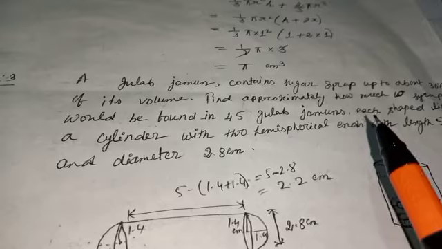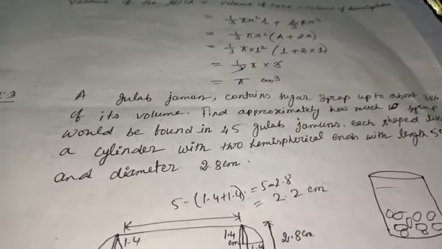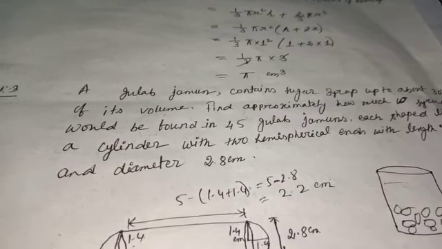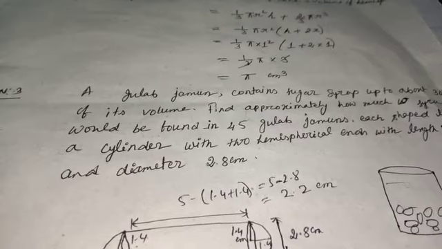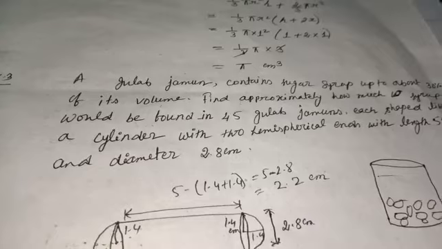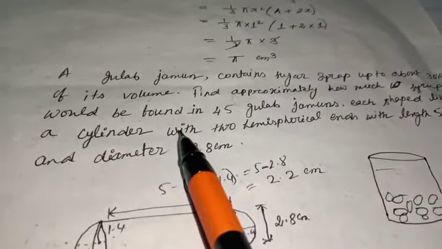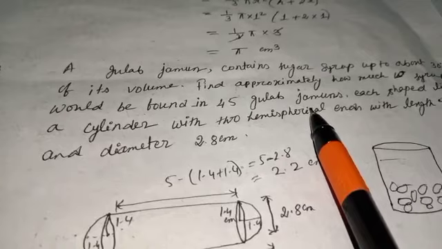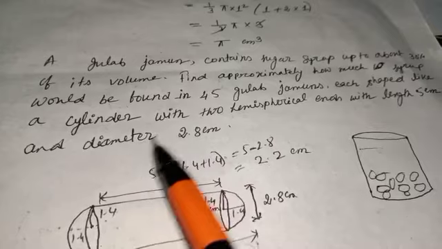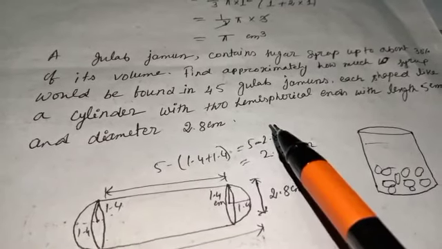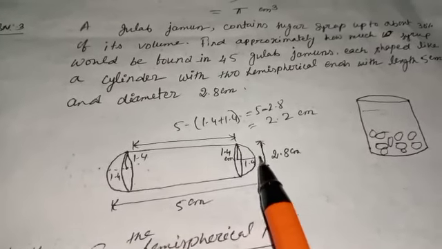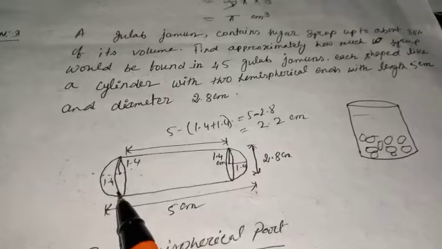A gulab jamun contains sugar syrup up to about 30% of its volume. Means amount of sugar present in one gulab jamun, how much? 30% of its volume. Find approximately how much syrup would be found in 45 gulab jamuns. Is shaped like a cylinder with two hemispherical ends with length 5 cm and diameter 2.8 cm. Shape. Just now I told you, just think about the shape. Shape is like this. One cylinder and two ends are hemisphere.